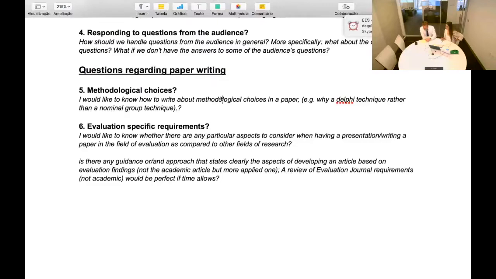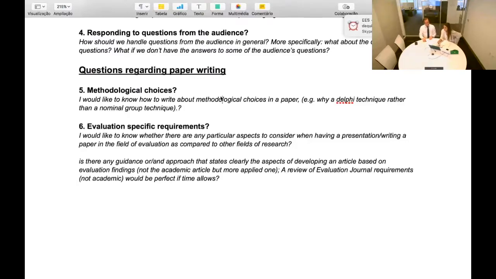Let's see if I forgot anything. Yes, the second part I think you've tackled. Is there any guidance or approach that states clearly the aspects of developing an article based on evaluation findings?